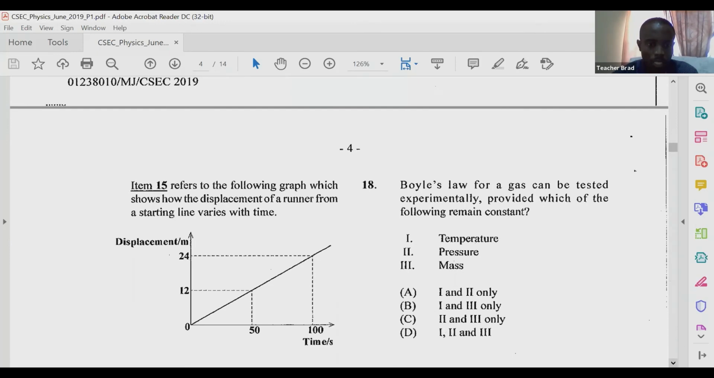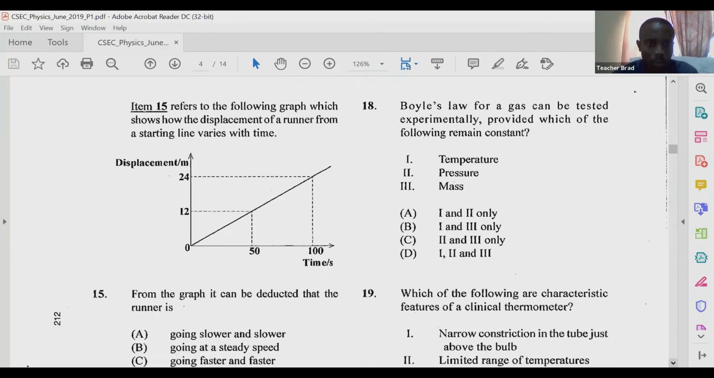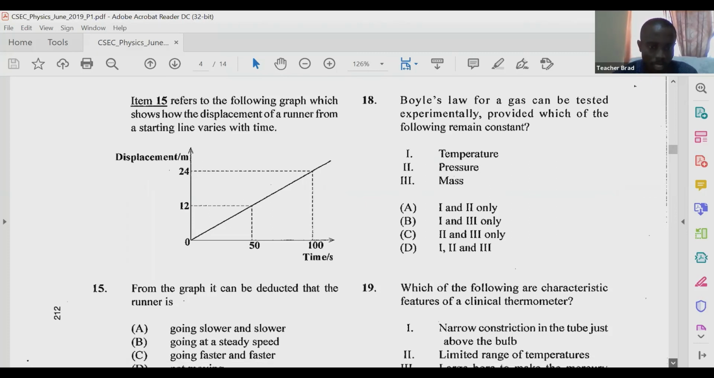All right, item number 15 refers to the following graph, which shows how the displacement of a runner from a starting line varies with time. So we have the displacement on the y-axis and time on the x-axis, and we see the graph there.